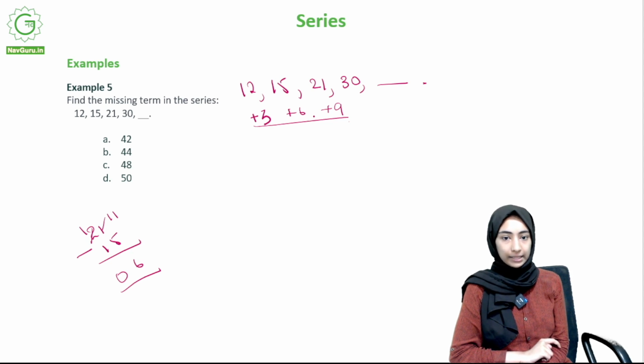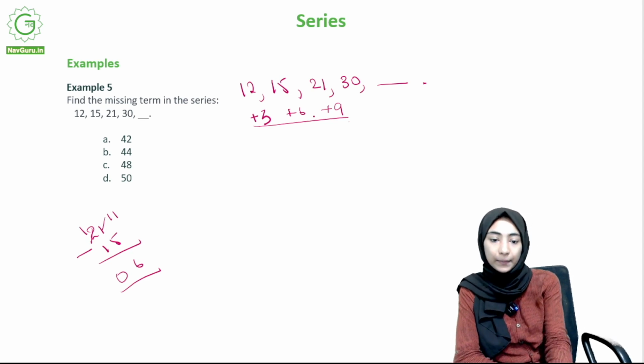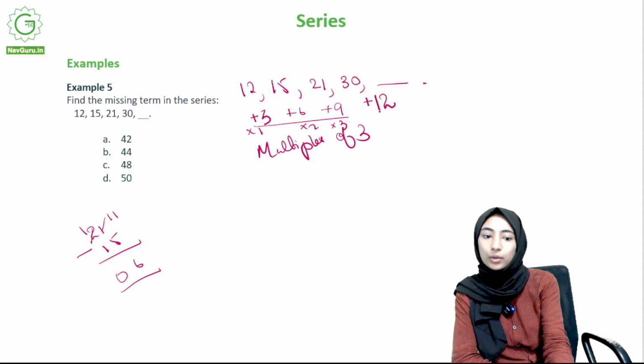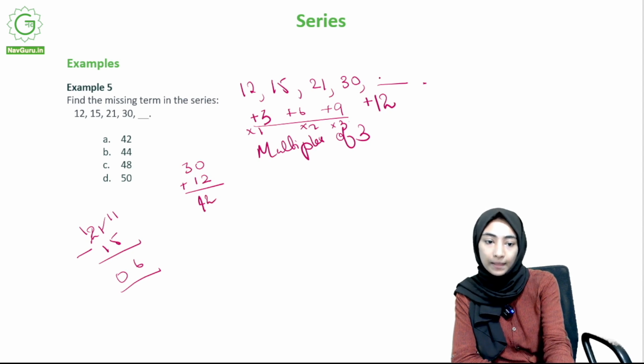Okay, I think this is enough time, but anyway, these are multiples of 3. So 3 ones are 3, 3 twos are 6, 3 threes are 9, and so the next would be 3 fours, 12. 3 fours are 12. So this is going to be the next addition. So you can just do 30 plus 12, which is 42. So you would get 42 here. Just see if you have 42 in your options.